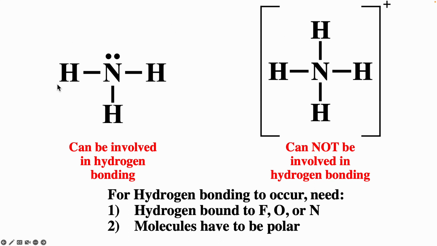And so ammonia will hydrogen bond with other ammonia molecules. Ammonium ion cannot be involved in hydrogen bonding because it is not polar. Remember, if you have a center atom surrounded by the same type of outer atoms and no lone pairs on the center, then the molecule has to be nonpolar. For hydrogen bonding, you need both hydrogen bound to a fluorine, oxygen, or nitrogen, and the molecules have to be polar.